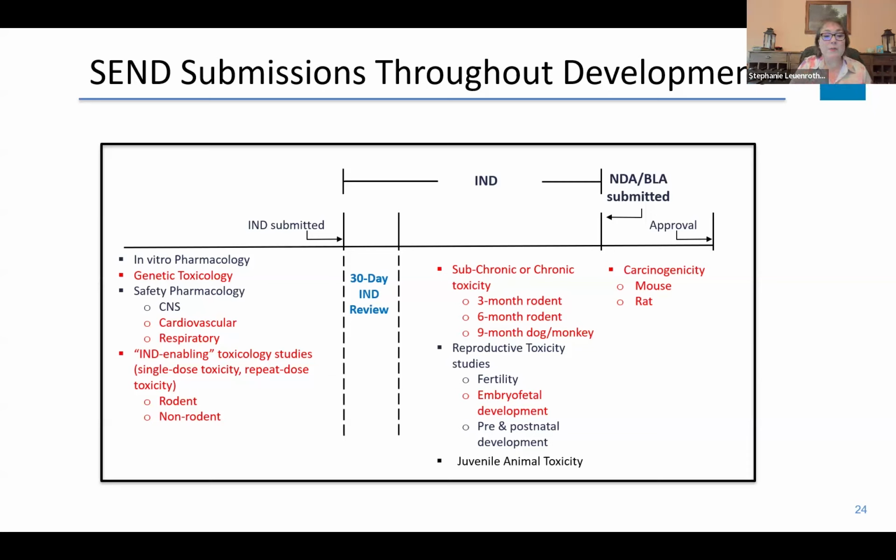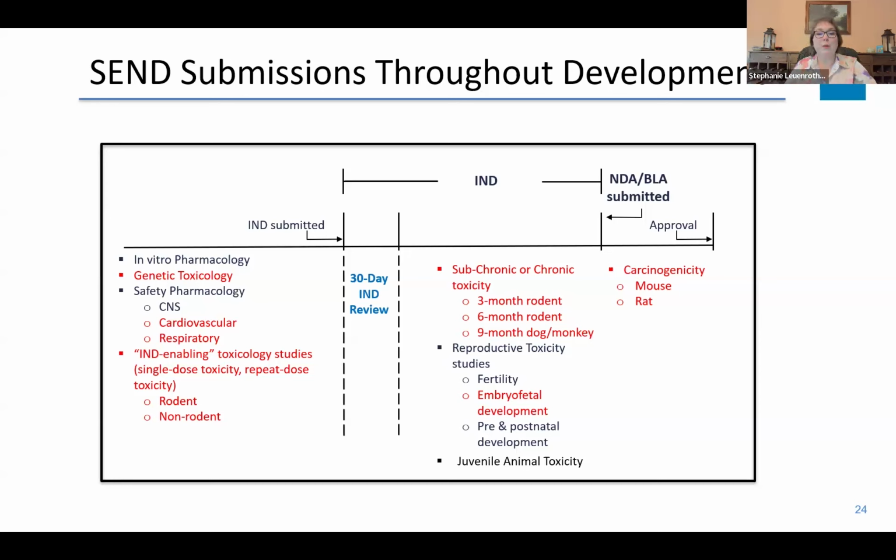Some of these may be specific genetic toxicology studies. As I stated before, there's certain safety pharmacology studies that currently are modeled in SEND, including cardiovascular and respiratory safety pharm. And then there are those IND-enabling toxicology studies. So really kind of those acute or short-term toxicology studies that are conducted in the rodent and the non-rodent, depending on what the product is. So all of those should be coming in with that 30-day IND review with SEND data sets.